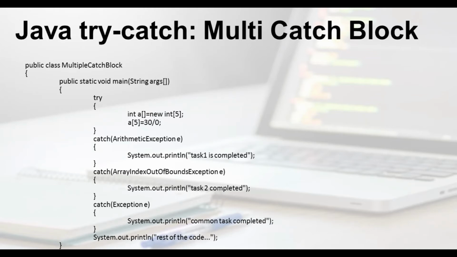And at last, I have defined one statement as System.out.println for the rest of the code. The simple funda is that here I have defined one try block. If the try block generates an error of type arithmetic exception, then it will print this error. If the try block generates an error like array index, then it will print task 2 is completed. If neither catch block handles the try block error, then the last catch, Exception e, will print task completed, and the last one, rest of the code, will execute.